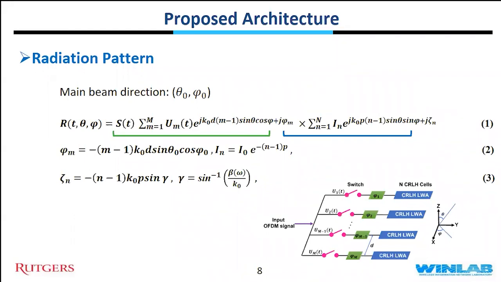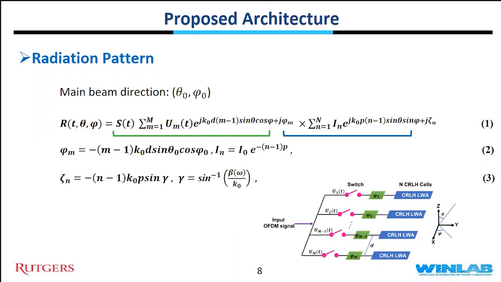This is the far-field radiation pattern of our proposed prototype. If we consider the main beam direction is in theta 0 and phi 0, then we can write this expression. S(t) is the input signal. We consider it a multi-carrier signal, which is an OFDM signal, a signal used in wireless communication networks. And then the green terms come from putting the phase shifter along the X direction and also switches in each branch. And the blue term is actually the radiation pattern of each CRLH leaky wave antenna as antenna elements.